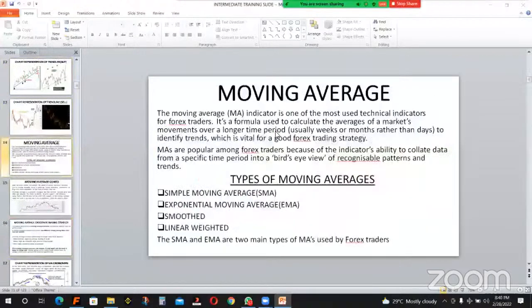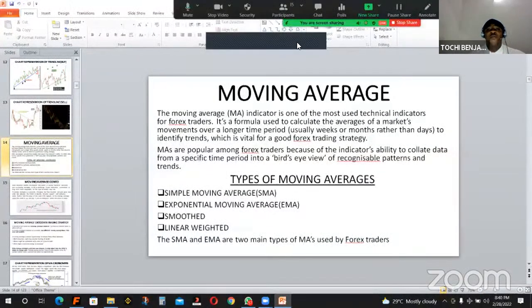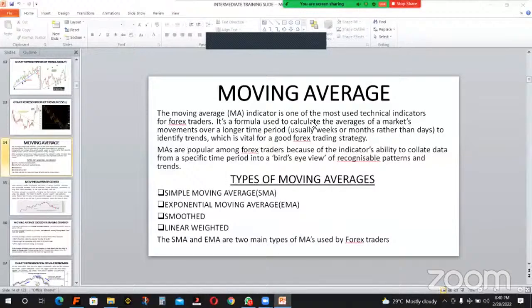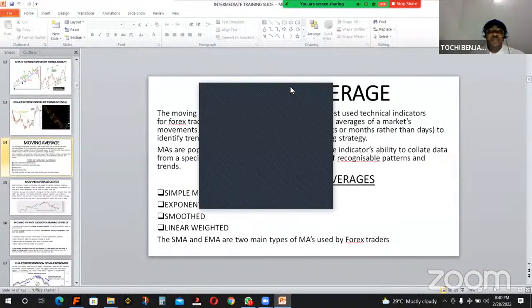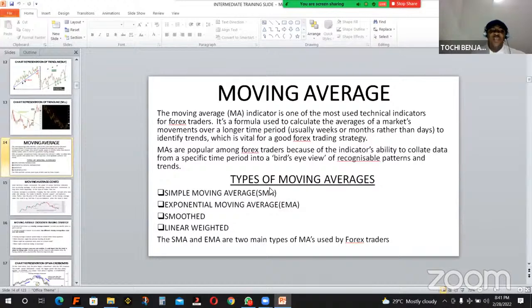This manual is very impactful. It is over 120 pages of different topics, all the topics you need in your intermediate level, and it is prepared based on experience and not based on what you have out there. So we say this moving average, we have types of moving averages. We have simple moving average, exponential moving average, smoothing moving average, and linear weighted moving average.